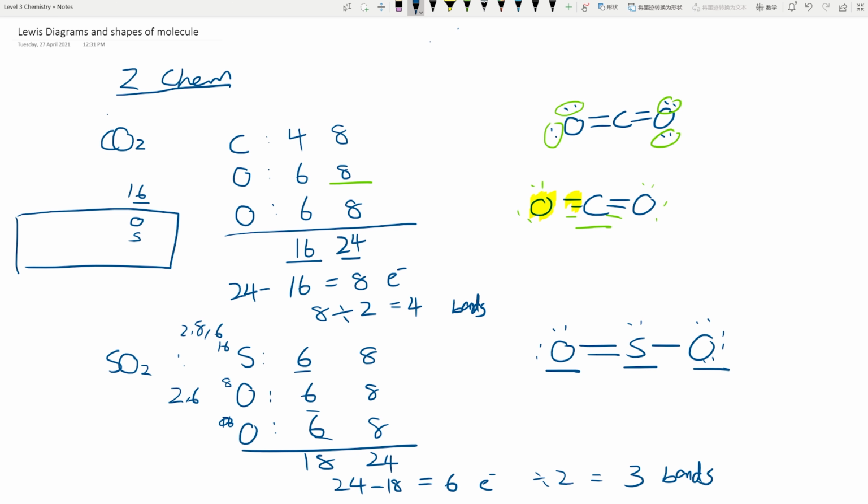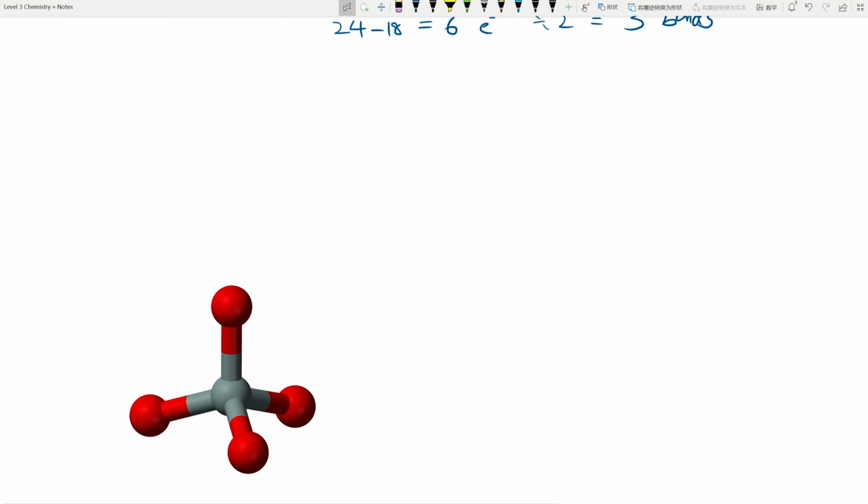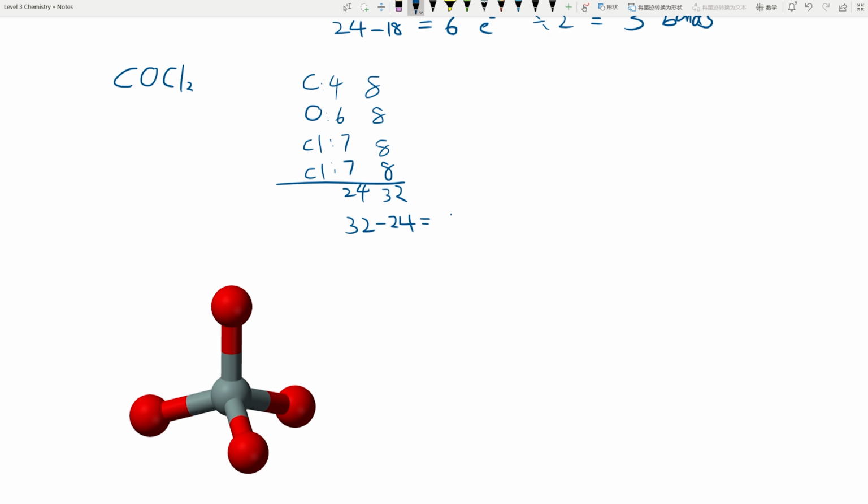Now, some people ask me this question. Spoiler alert, it's a tetrahedral shape, but we'll get to that a bit later. For example, someone asked me about COCl2, and they look at this and go, which one goes in the middle? How do I know? You can do COCl2: 4, 6, 7, 7, and then 8, 8, 8, 8, that's 32, minus 24, is 8 electrons, which means 4 bonds. So that means you need to have 4 bonds.